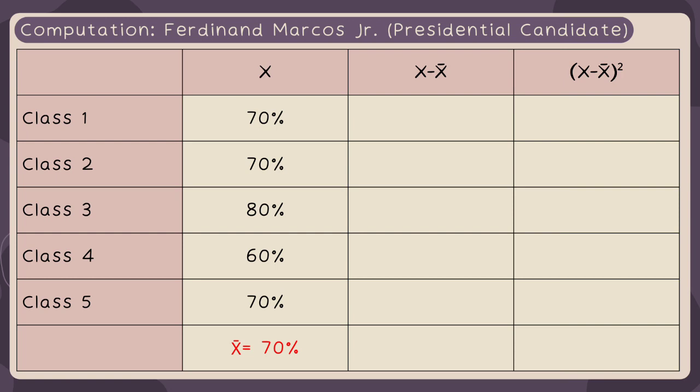The next discussion will be all about solving for interval estimates, the maximum error, and coming up with a final statement. So, for the first column, which is the X for Ferdinand Marcos Jr., since each class has 10 respondents, each vote will be equivalent to 10%. So, if it is 1, then 10%, 2 is 20%, etc.